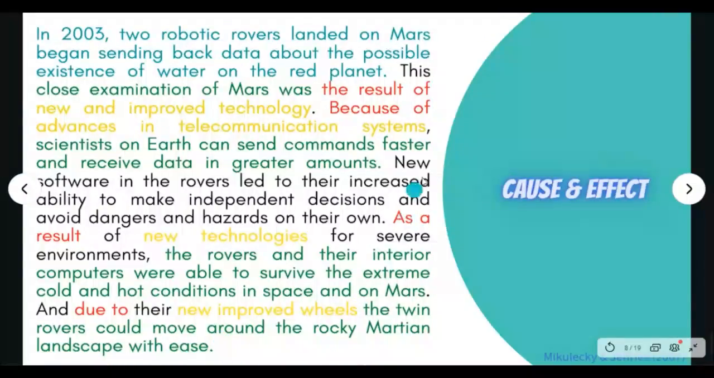So this is the cause and effect. This paragraph only lacks a concluding sentence, which would be better placed after this last sentence. And as usual, the red color is to show conjunction.